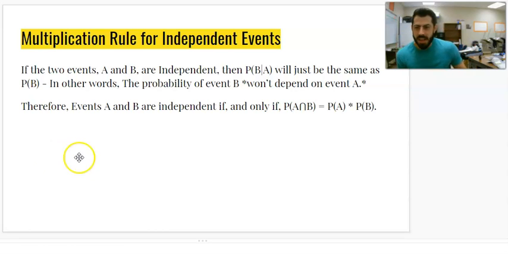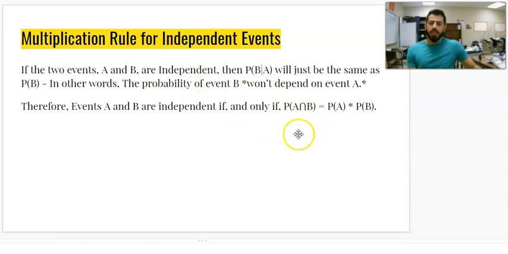Now, I want to emphasize this if and only if statement. What this means is that this formula goes both ways, right? I mean, obviously, if you're trying to find the probability of A and B, and you know they are independent, then you can multiply A times B. But also, what this means is that if you multiply A times B, and it equals the probability of A and B, then you know events A and B are independent.